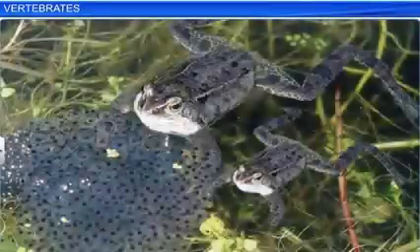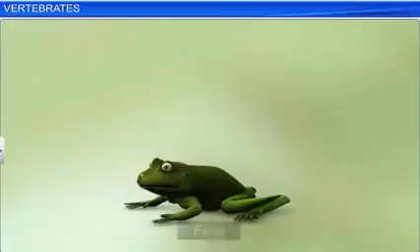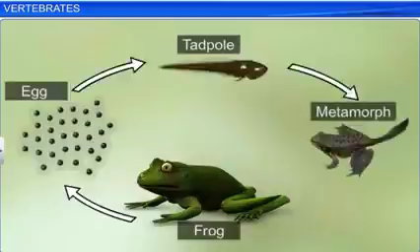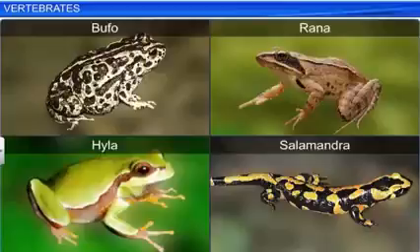In amphibians, the sexes are separate and fertilization is external. They are oviparous and exhibit direct or indirect development. Bufo, Rana, Hyla, and Salamandra are common examples of this class.